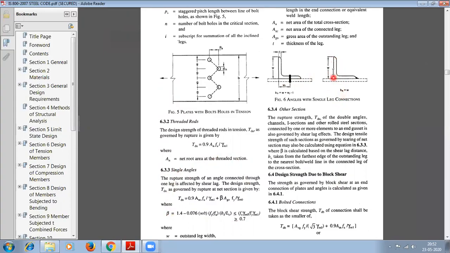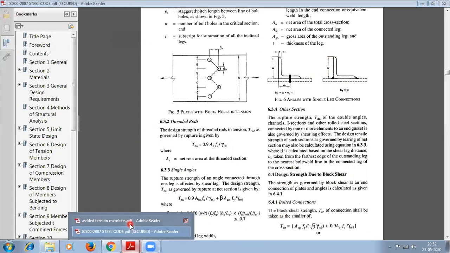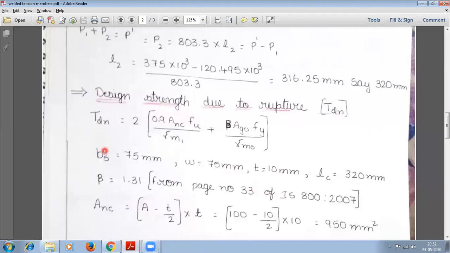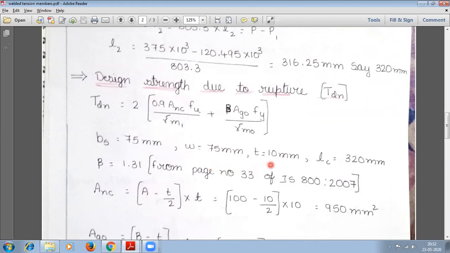Now W is nothing but the outstanding leg, so substitute it here. What is the outstanding leg? 75 mm. W is 75 mm. Next, T is 10 mm. LC is whatever the length of welding we are doing, the higher length. So 320 is the higher one, right? That one you need to write here.